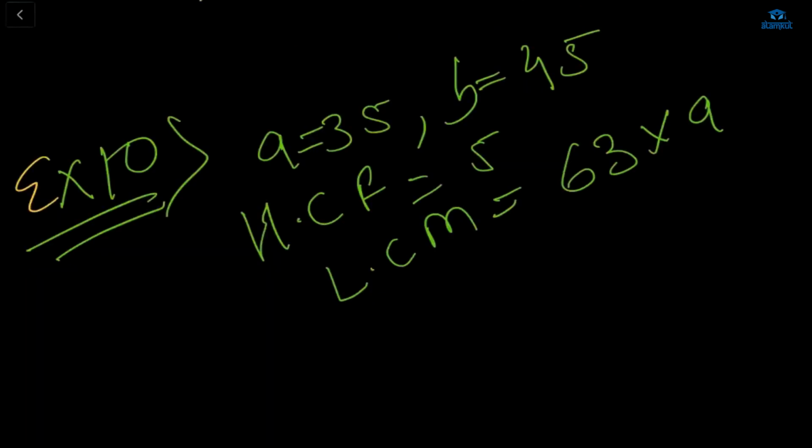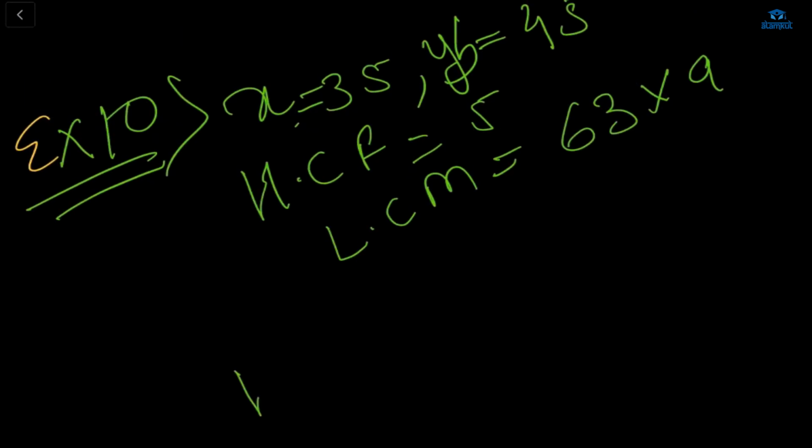Now here we will not take A because it will create confusion. You can say X and Y. The two numbers are 35 and 45. Understood?